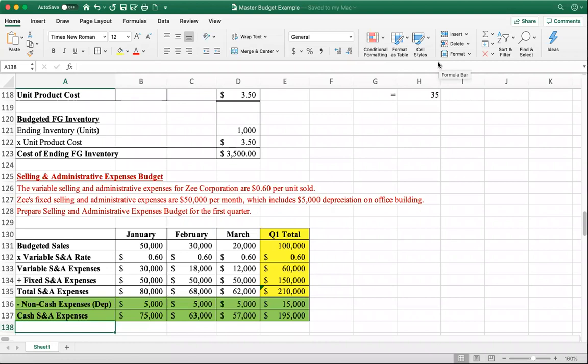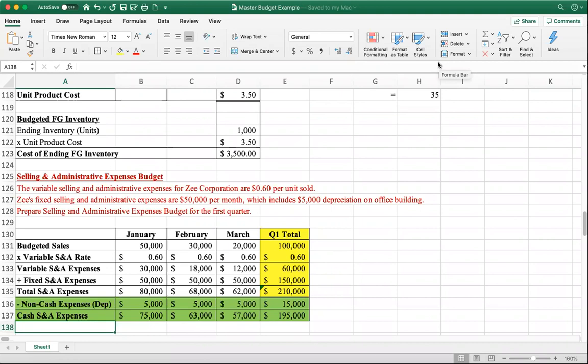Once we finish making our product cost related budgets, direct material, direct labor, and manufacturing overhead costs, we move on to the period cost, which is your operating expenses or selling and administrative expenses budget. Now you can prepare the selling budget separately and administrative expenses budget separately. For this illustration, I combine both selling and administrative expenses budget together.